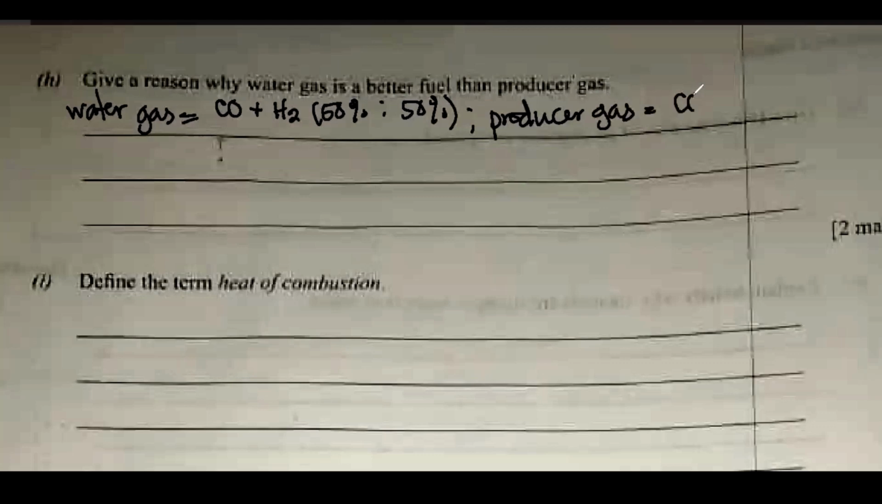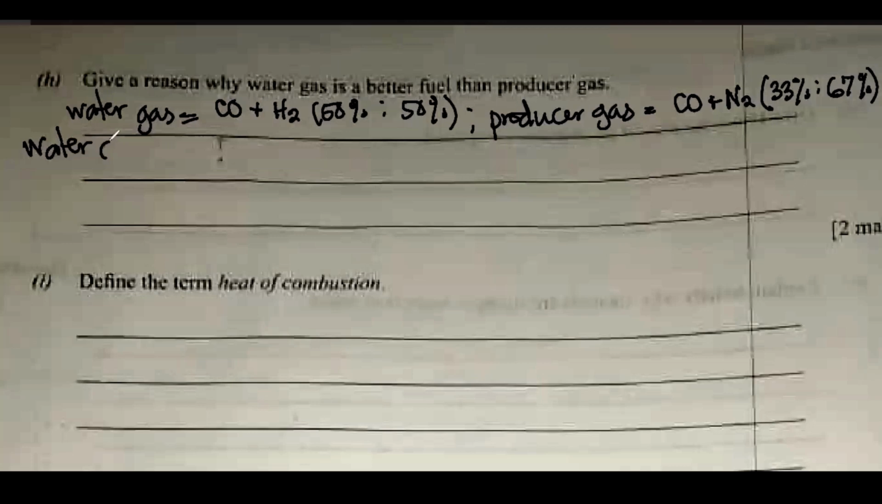Carbon(II) oxide and nitrogen in the ratio 33% to 67%. That's more of nitrogen than carbon(II) oxide. All right, so why is water gas a better fuel than producer gas? These two gases are produced from the gasification of what? Coke. When you pass air over red hot coke, you get producer gas. When you pass steam over red hot coke, you get water gas. So why is water gas a better fuel than producer gas?